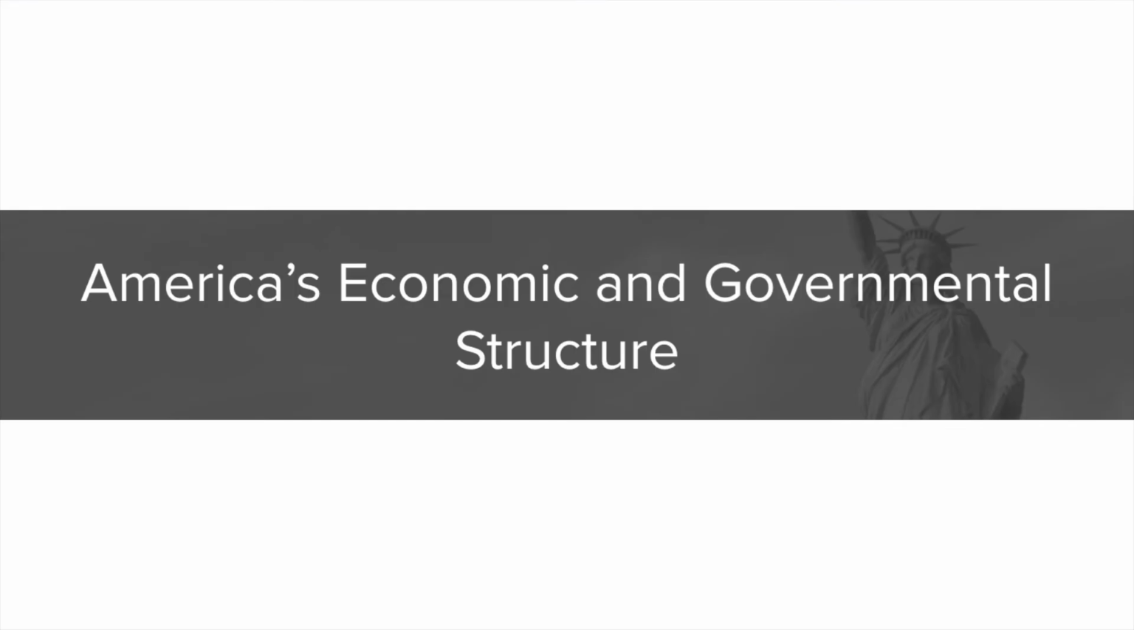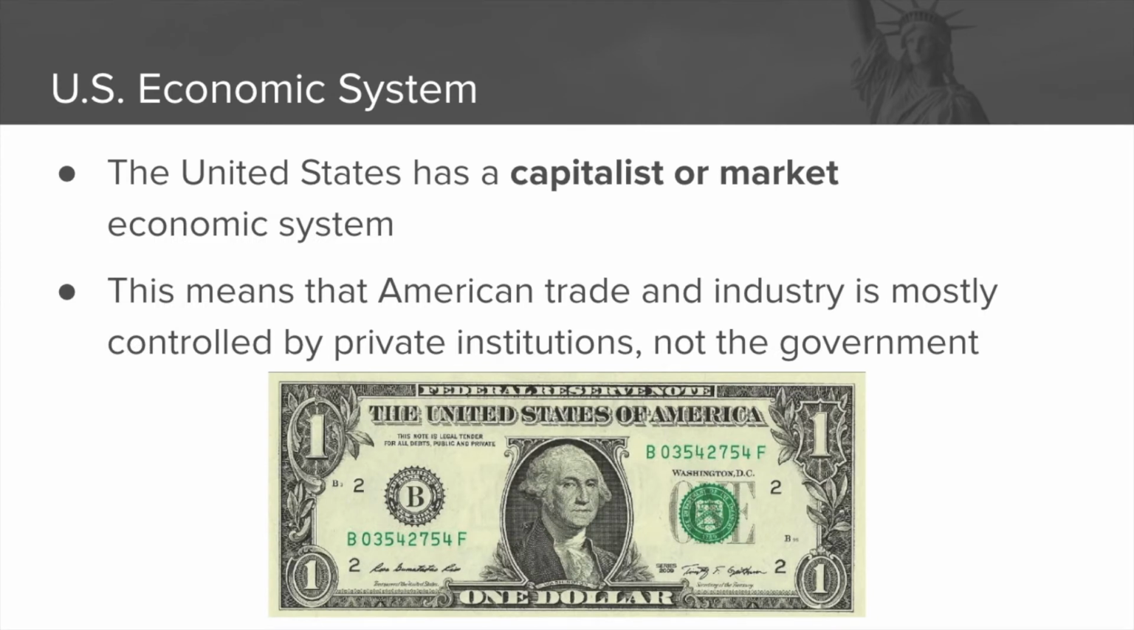Okay. So now that we've done the quiz, we're just going to move on to America's economic and governmental structure. So to start, America has a capitalist or market economic system. You might also hear this called a free market economic system. So what this means is that American trade and industry is for the most part controlled by private institutions, not the government, which you might see in an economic system like communism, for example.